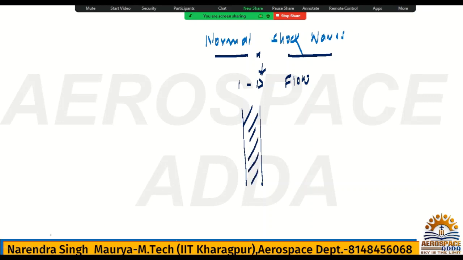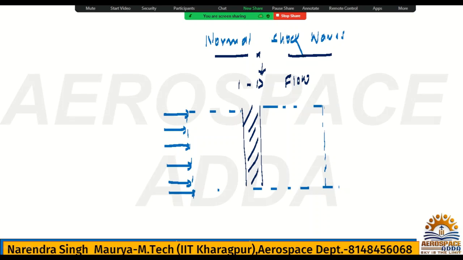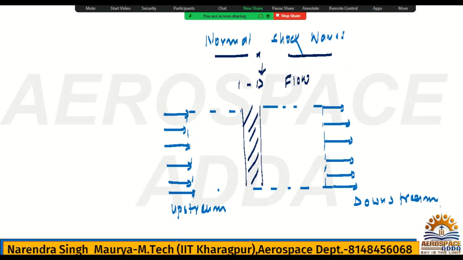I can take the region like this. It's a very simple one. As I told you earlier also, the isentropic relation will not work. Why? Because it is an irreversible phenomenon, and entropy will rise here. So I can say this is the upcoming flow, upstream and downstream, across the shock. Let me write. This is the upstream and this is the downstream. And this is the rectangular control volume I have taken, and inside that is the formation of shock.